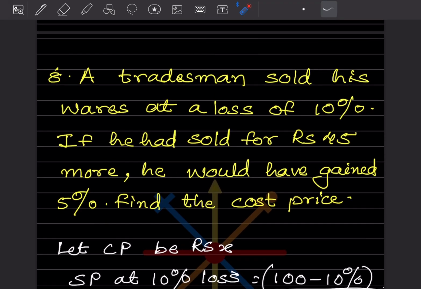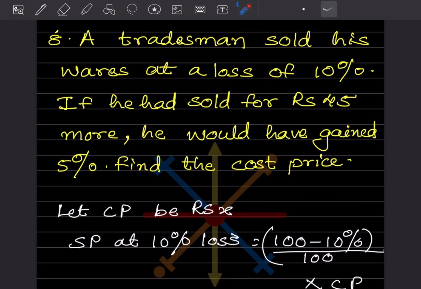A tradesman sold his wares at a loss of 10%. If he had sold for rupees 45 more, he would have gained 5%. Find the cost price. So the cost price, let us take it as x. The selling price at 10%, because the loss is 10%, so we are going to use this formula.